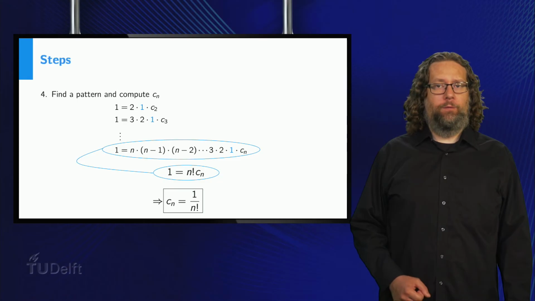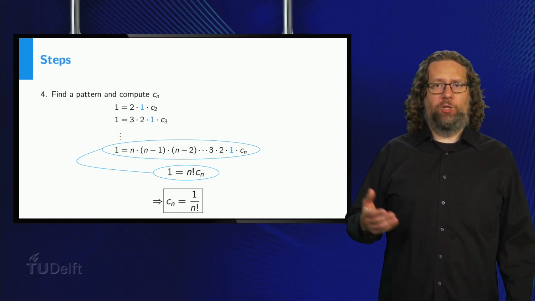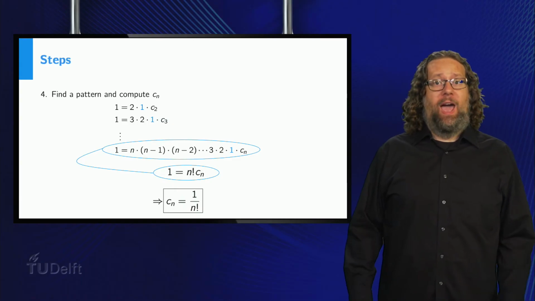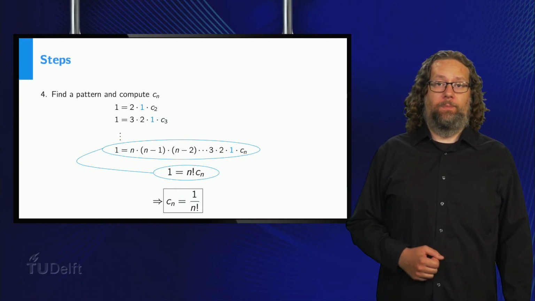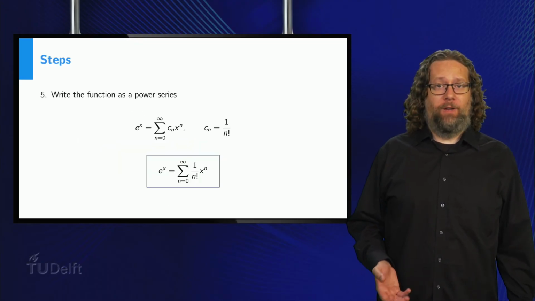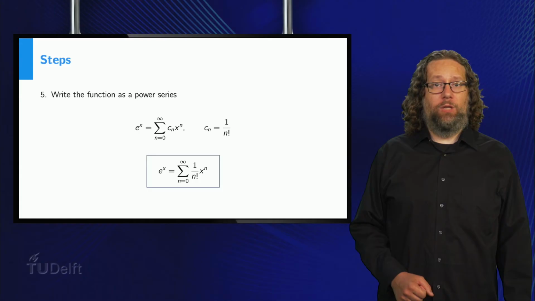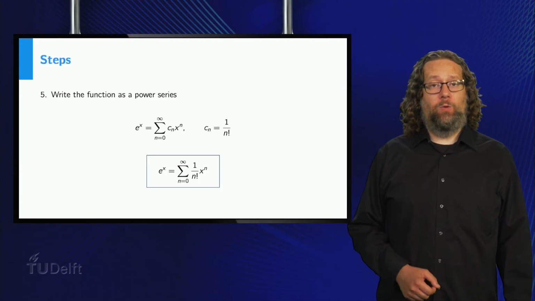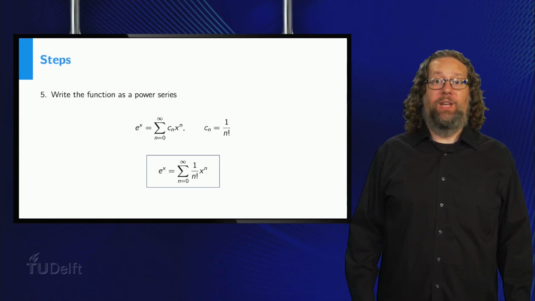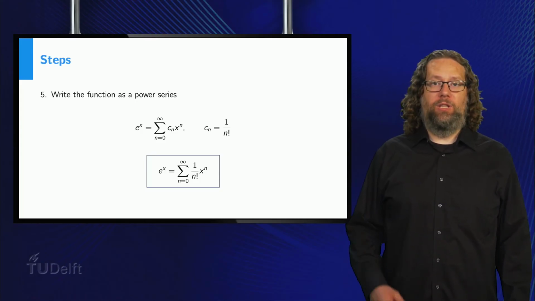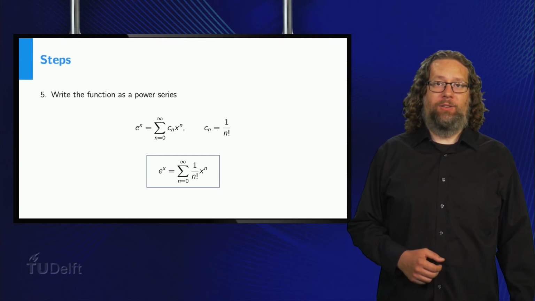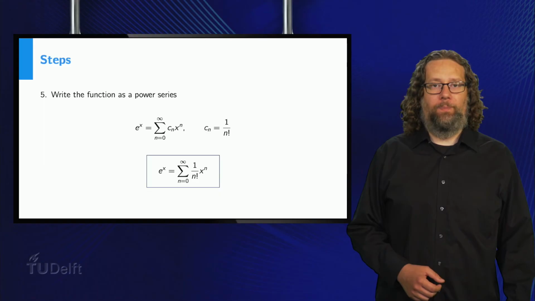Remember that 0 factorial is equal to 1, so the expression for C0, 1 over 0 factorial, is well defined and matches our previous calculation. Finally, we conclude that we can write the function f of x equal to e to the x as the sum from n equal to 0 to infinity of 1 over n factorial times x to the power n. This is the Taylor expansion of f of x with center at 0.